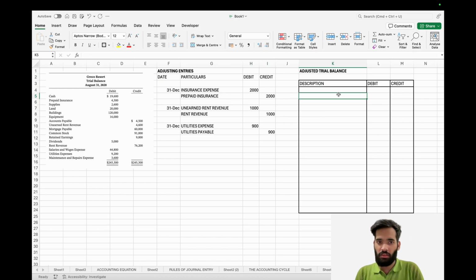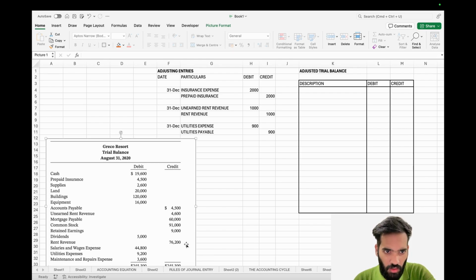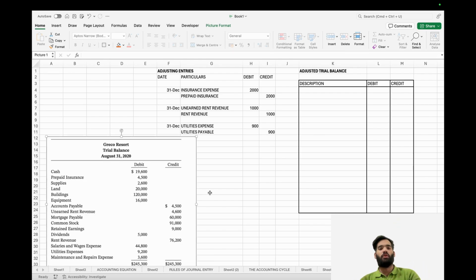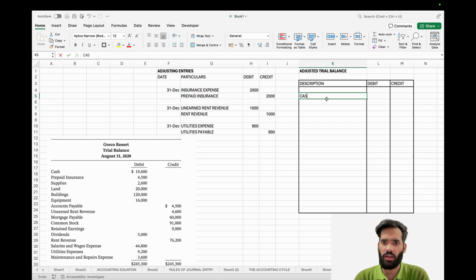Okay, so in this case, first of all, we will look at the first account. Let me take this down and make it a bit larger. There we go. So to go from unadjusted to adjusted, it's pretty simple. You look at the account. First one is cash, 19,600, and you have to see if it's affected in the adjusting entry. Is cash affected in the adjusting entry? No. That means the balance is already correct. It's already an adjusted balance because there's no adjustment for it in the adjusting entries.